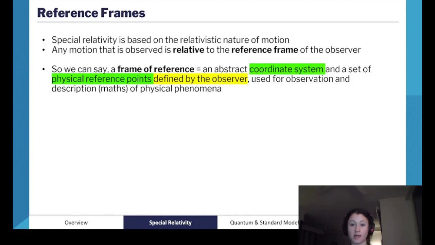But for the moment, let's get on to our next syllabus dot point, which is a few of our defining terms dot points. So the first one is reference frames. Special relativity is based on the relativistic nature of motion. So any motion that is observed is relative to the reference frame of the observer. What this essentially tells us is that motion is relative, and this is a solid and integral part of the actual special relativity theory that we're studying.